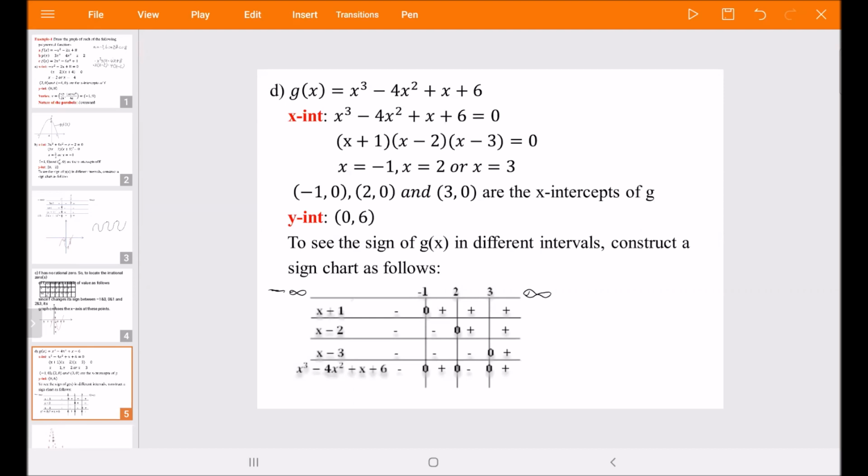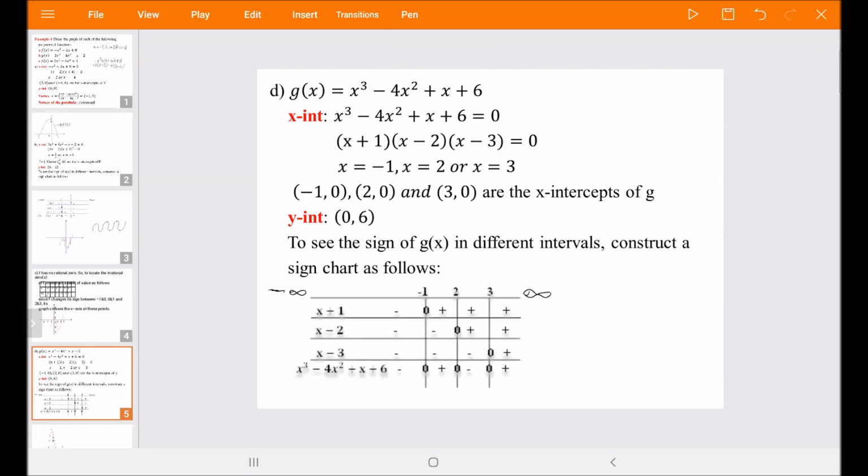Then consider the next factor of this polynomial, x minus 2. And x minus 2 is equal to 0 when x is equal to 2. And what happens to the sign of x minus 2 for values less than 2? You can check and evaluate x minus 2 by making the value of x equal to minus 1. So minus 1 minus 2 is minus 3. Then for values less than 2, we put this negative sign, to indicate that x minus 2 is less than 0 for values less than 2.